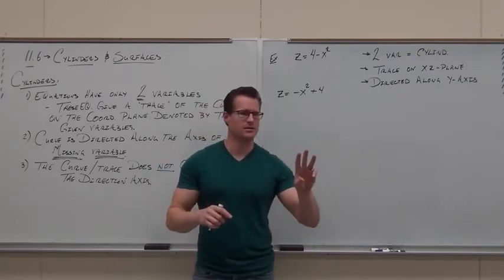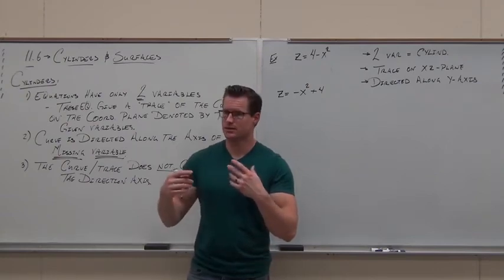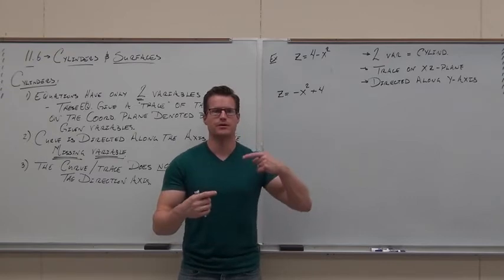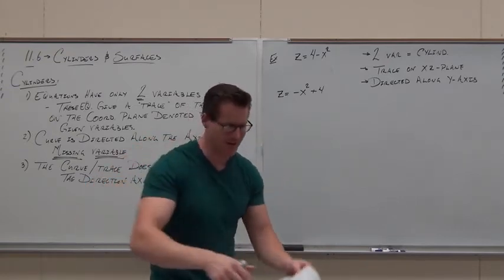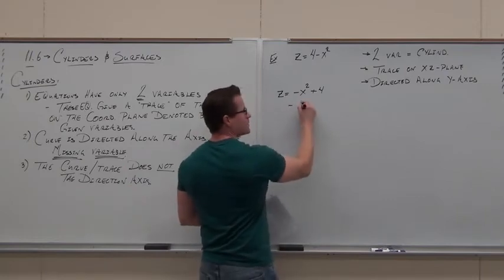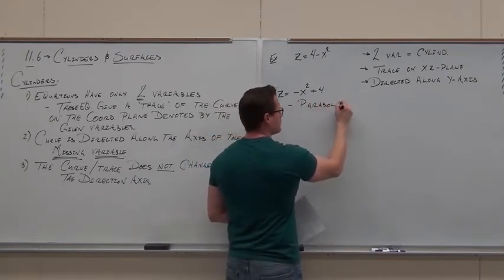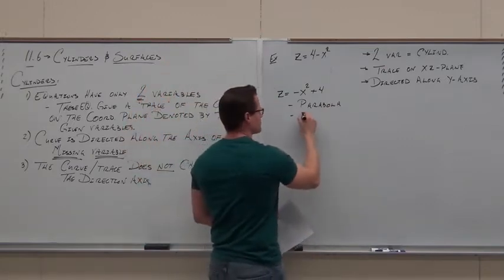Now we have 3 axes, and with cylinders, they're taken 2 at a time. So this is on the XZ plane, and it's shifted up 4 on the Z axis. Does that make sense to you? That's what I want to have you think like. It's weird. So everything we know is it's a parabola. It's shifted up 4 on the Z axis.